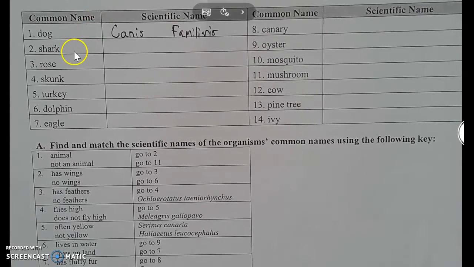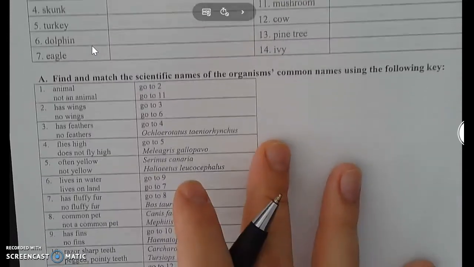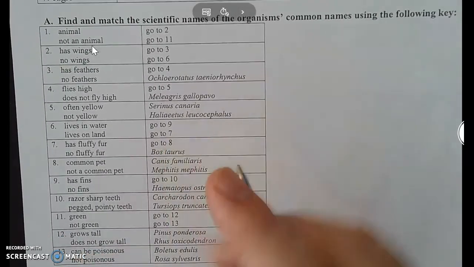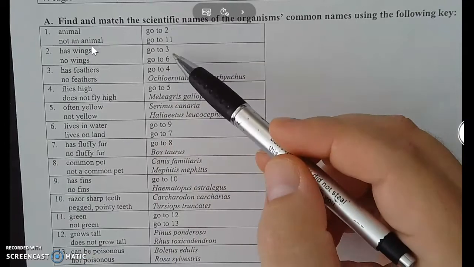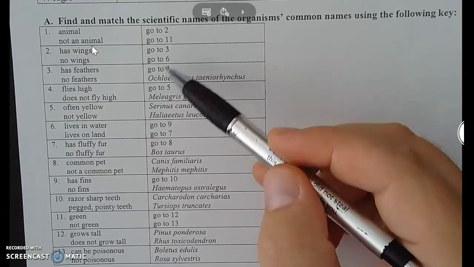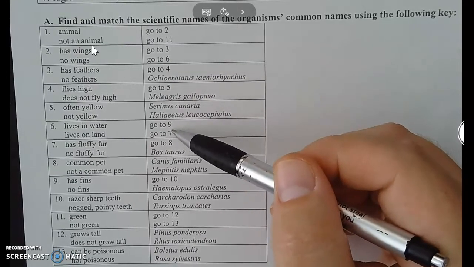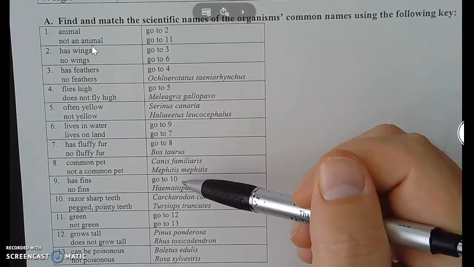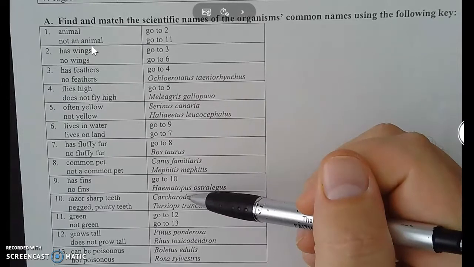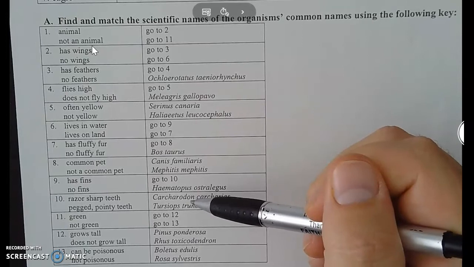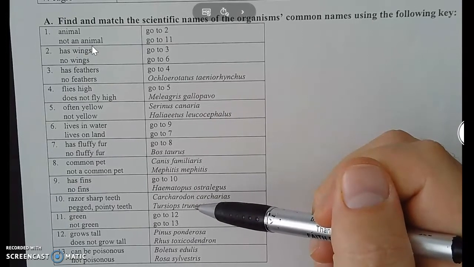So number 2, shark. Let's find out the scientific name for shark. Is a shark an animal or non-animal? Well, shark is an animal, right? So again, based on this, we would go to 2. Wings or no wings? Shark does not have wings. So go to 6. Lives in water or land. Shark lives in water. So go to 9. Has fins or no fins. Shark does have fins. So go to 10. Razor sharp teeth or pegged pointy teeth. Sharks definitely have razor sharp teeth. So Carcharodon carcharias.